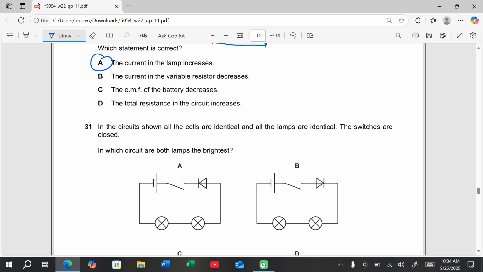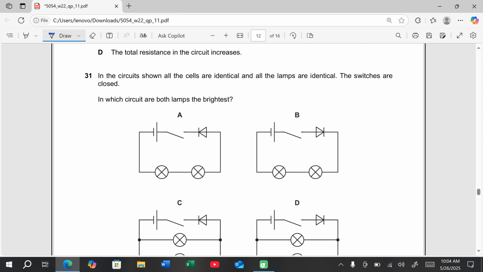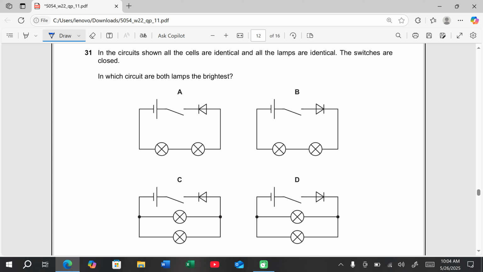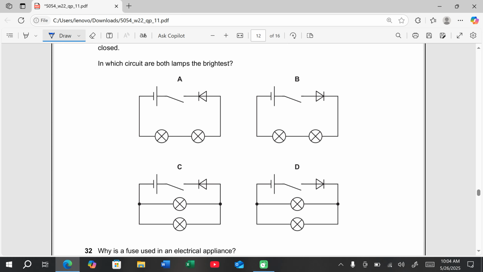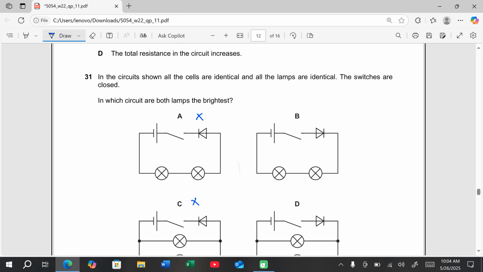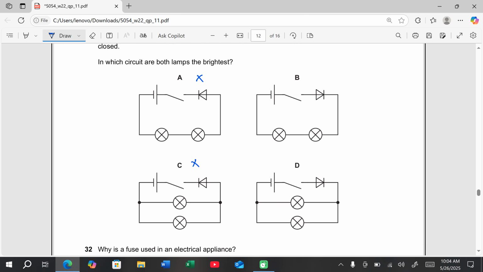In the circuit shown, all the cells are identical and all the lamps are identical. The switches are closed. In which circuit are both lamps the brightest? Okay, first of all, this is not going to work because the diode is in such a position that it's not going to work. This is also not going to work. Now we are on to B and D.